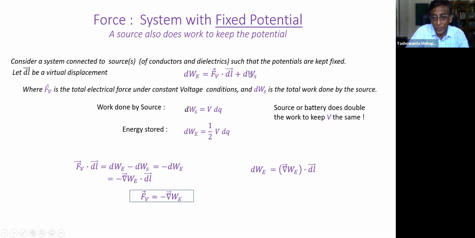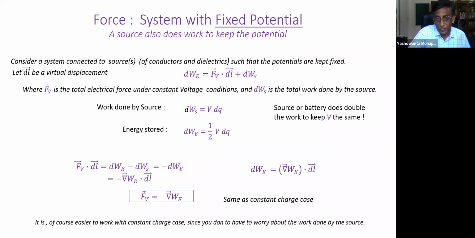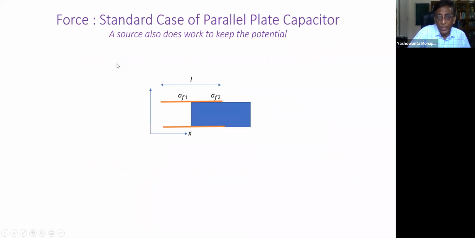Otherwise you'll be falling into a trap. Obviously, the force cannot change depending on the different electrical constraints that you are imposing. So it is the same as the constant charge case. It is of course easier to work with the constant charge case since you don't have to worry about the work done by the source. Okay, so now let's take the force in the standard case of a parallel plate capacitor. Remember, a source also does work to keep the potential.